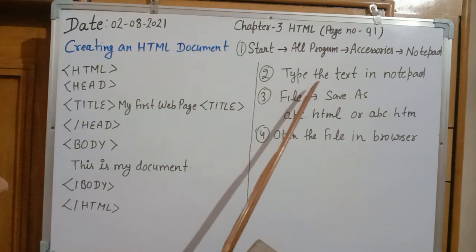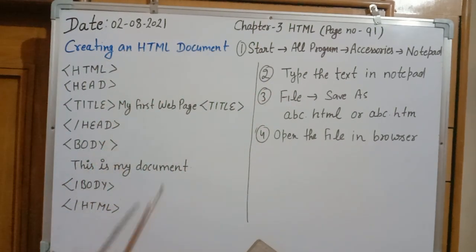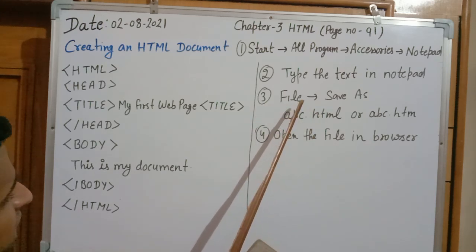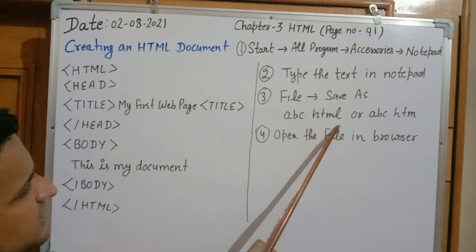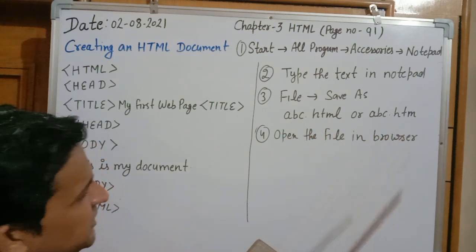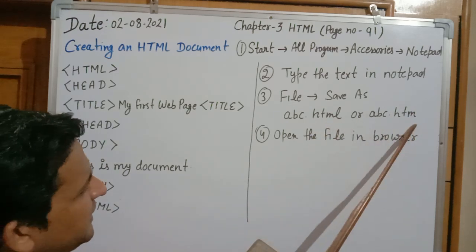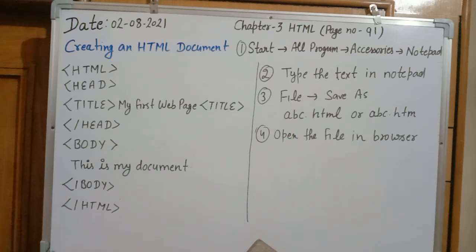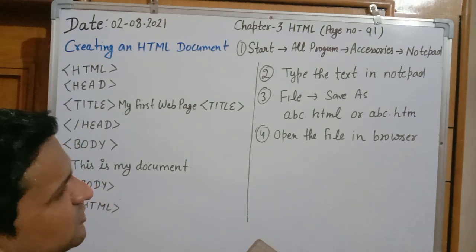Afterward, type the text in Notepad. Whenever the Notepad window opens, you have to write the program. Afterward, you have to save the program by selecting the option File and Save As. Save As can be performed by two methods. You can give abc.html or you can give abc.htm. So .html and .htm can both be used with a program name, and after saving the program you have to open the file in a browser. A browser can be any browser like Google Chrome, Internet Explorer, Mozilla, any browser you can use.